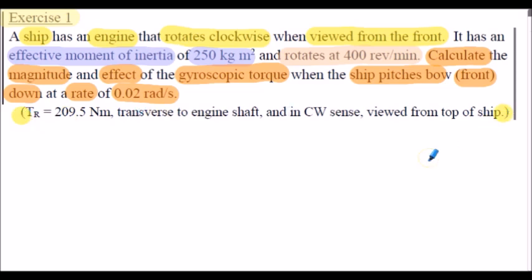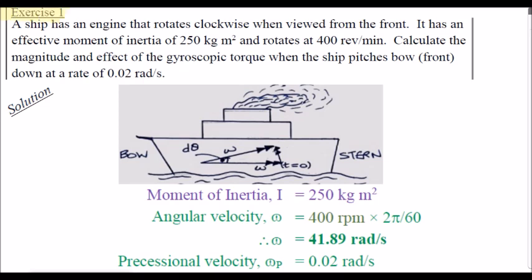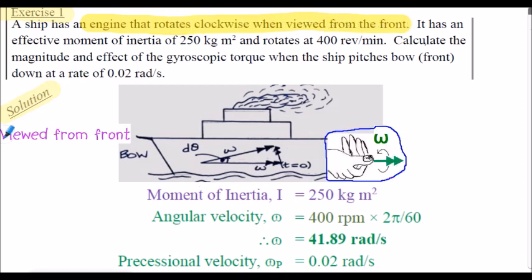I would encourage you to stop the presentation and attempt exercise 1, but I'll show you the full worked solution on the following slide. Here's exercise 1, commencement of the solution. We're informed in the question that the ship has an engine that rotates clockwise when viewed from the front. So when viewed from the front of the ship, that's the bow, we can see that the angular velocity omega is in a clockwise sense, hence this double-headed arrow.